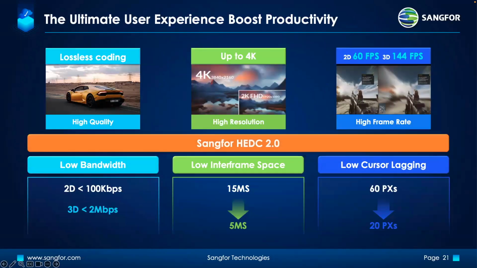So even if it is 2D or 3D, if you want to play 4K videos, or you have high frame rate requirements, it doesn't matter. HEDC is going to give you that seamless experience even in low bandwidth environments. As you can see on the screen, 2D requirements are less than 100 kbps. For 3D sessions, it can consume less than 2 Mbps. So even in environments with bandwidth limitations or challenges, you can still get a great experience for both 2D and 3D users.